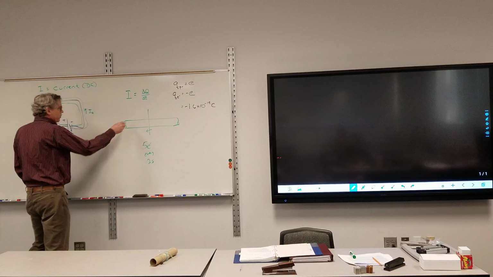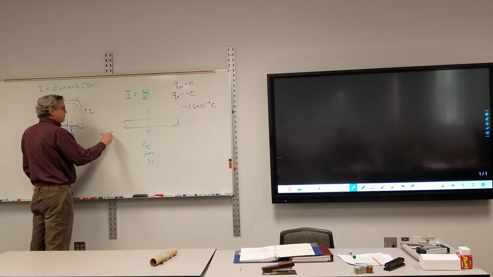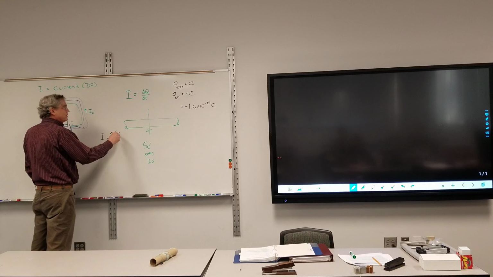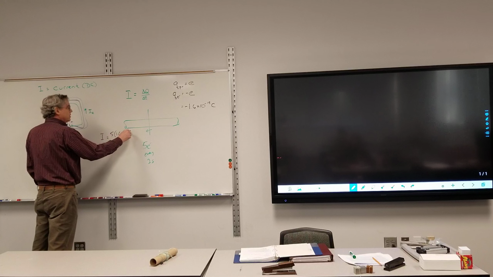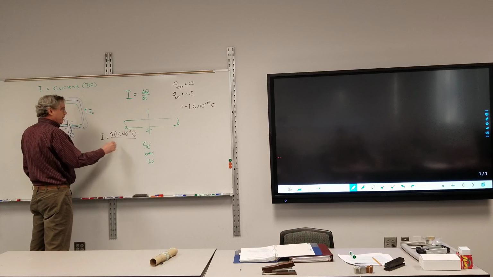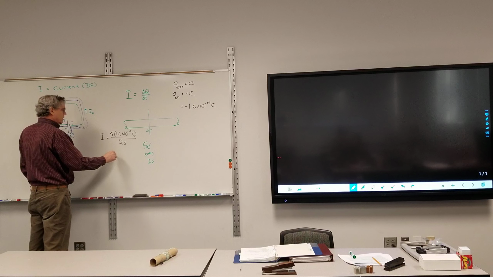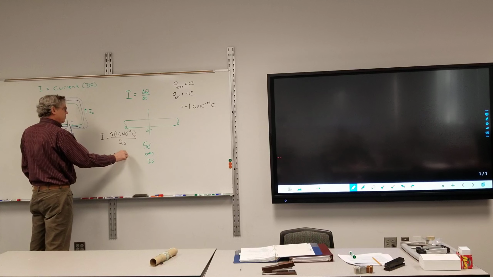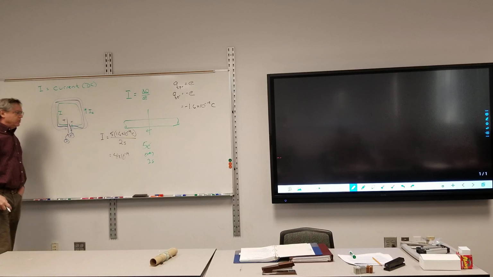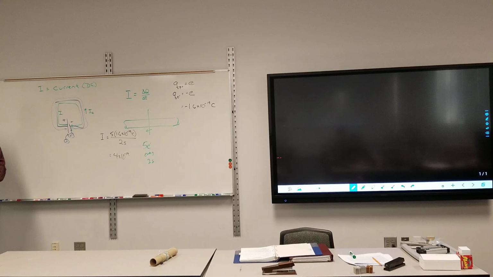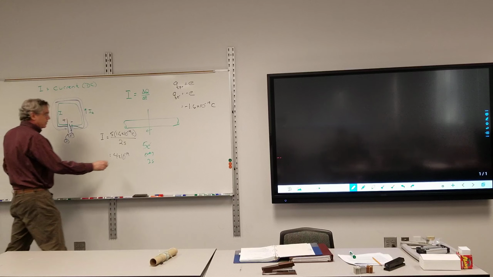So, therefore, the current flowing across that path would be 5 times 1.6 times 10 to the negative 19 coulombs divided by 2 seconds, and we end up with, let's see, that's 8 times 10 to the negative 19th units. Coulomb per second. Say it again? Coulomb per second. Yeah, coulombs per second.